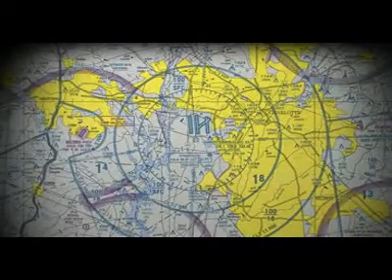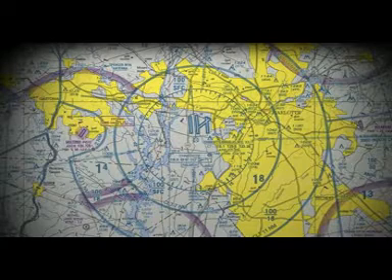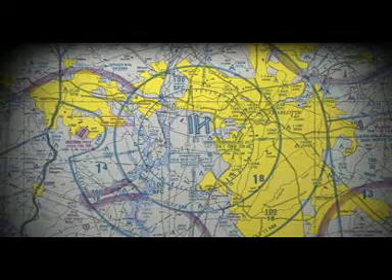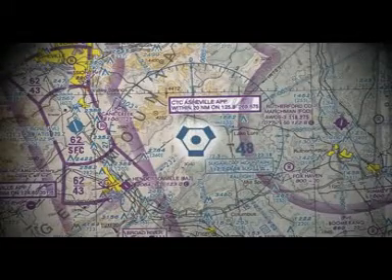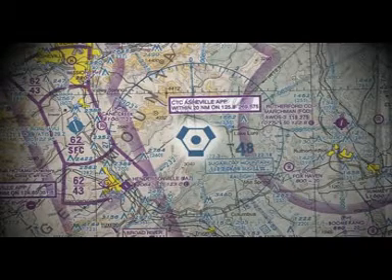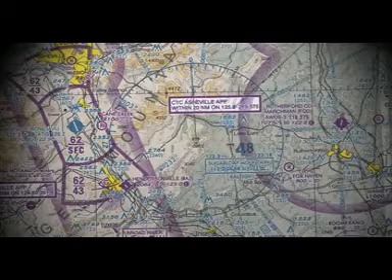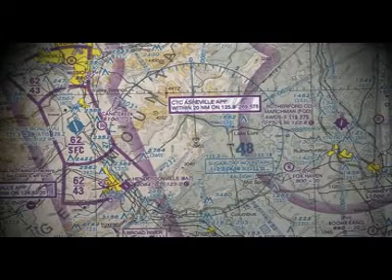Sometimes VORs have distance measuring equipment, or DME, as well, and will be shown by this symbol. The third and final way a VOR is shown on the chart is when it is co-located with the military TACAN. This VOR is then called a VORTAC. A TACAN is just the military equivalent to a VOR system.